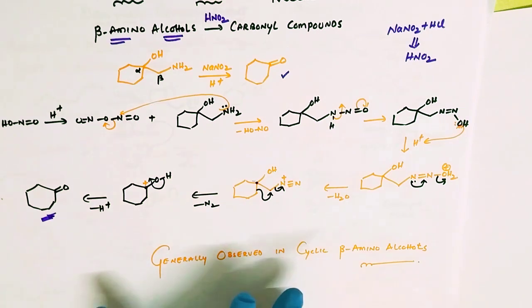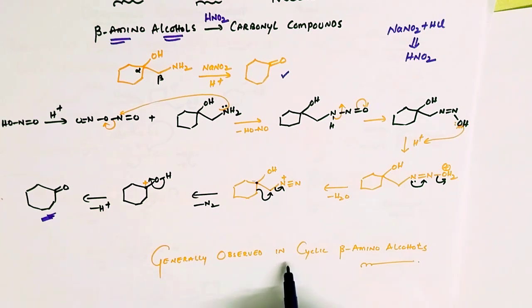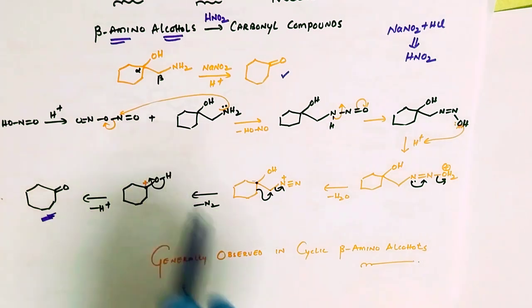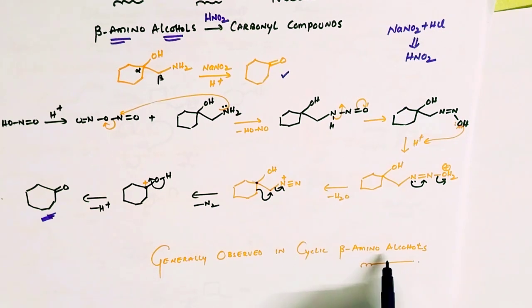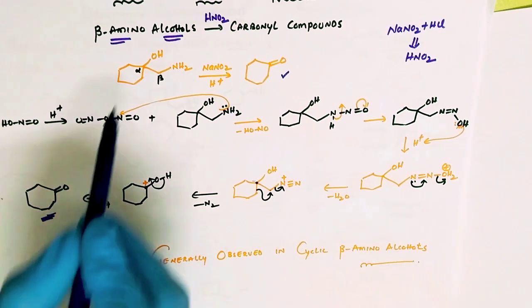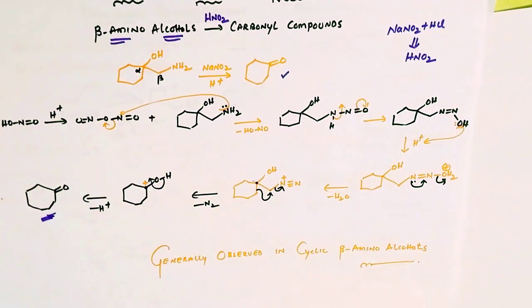So this is a very, very important observation. Generally we observe this kind of rearrangement in cyclic beta amino alcohols. This is the cyclic one, right? Generally the Demjanov rearrangement is observed in cyclic compounds only. So this is all about the Demjanov rearrangement and the Tiffeneau-Demjanov rearrangement. Okay, thank you.